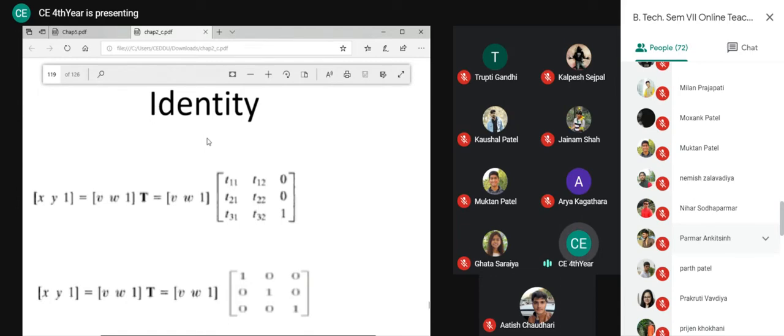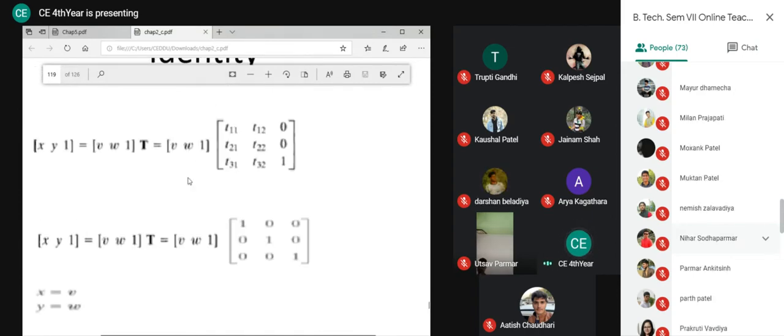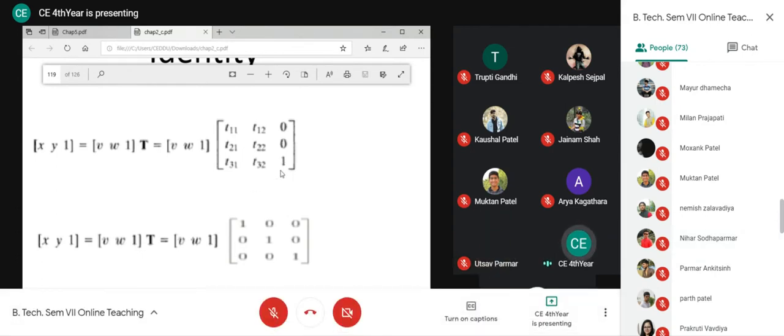So what should be my matrix? What I want is x equal to v, y equal to w. Earlier coordinates were v and w, now new coordinates are x and y, but x should be equal to v and y should be equal to w, and hence it is the identity one. So what should be the value of my transformation T?